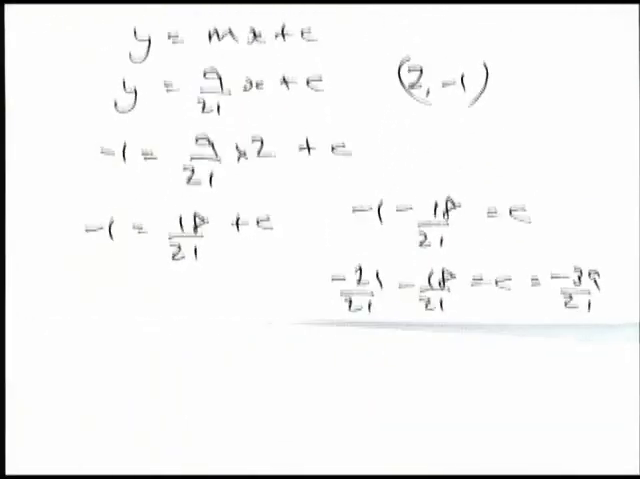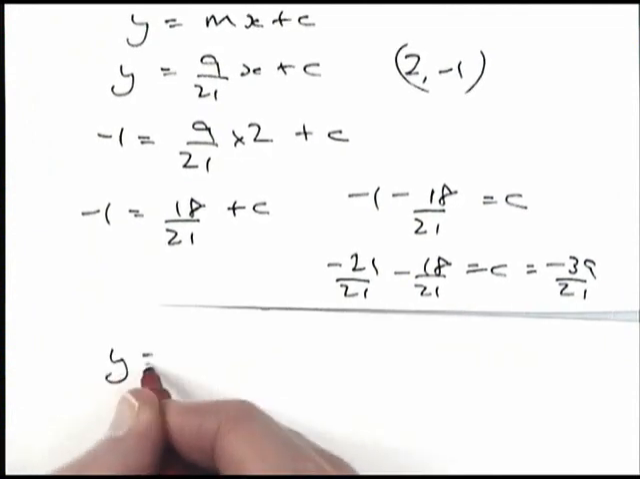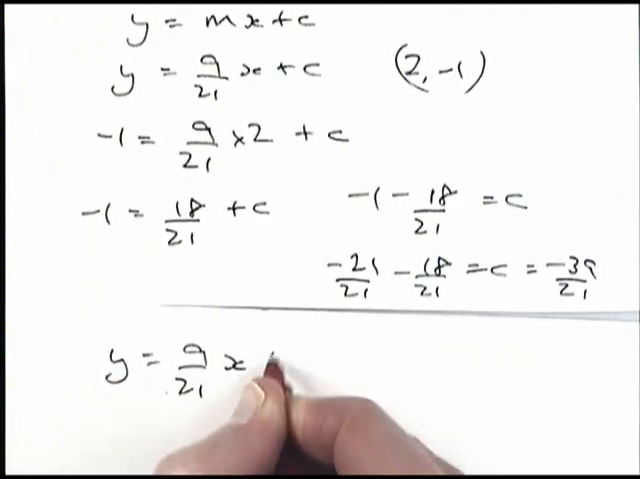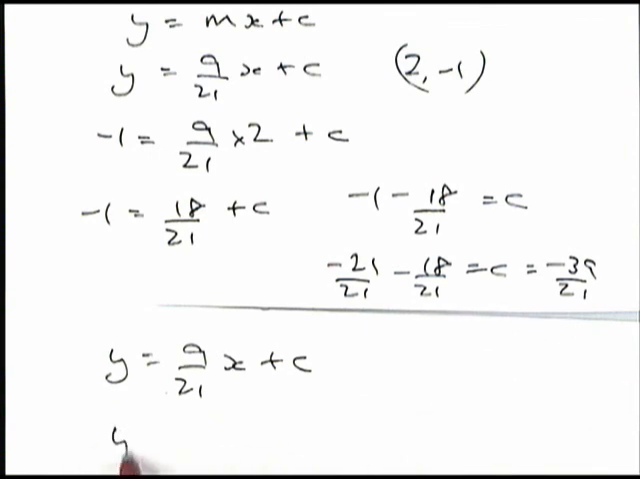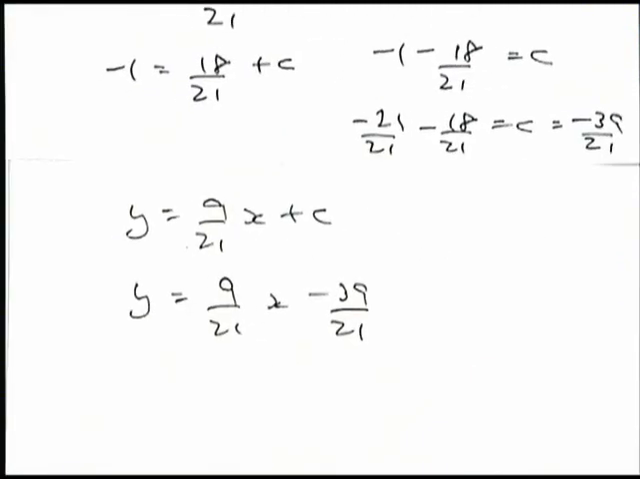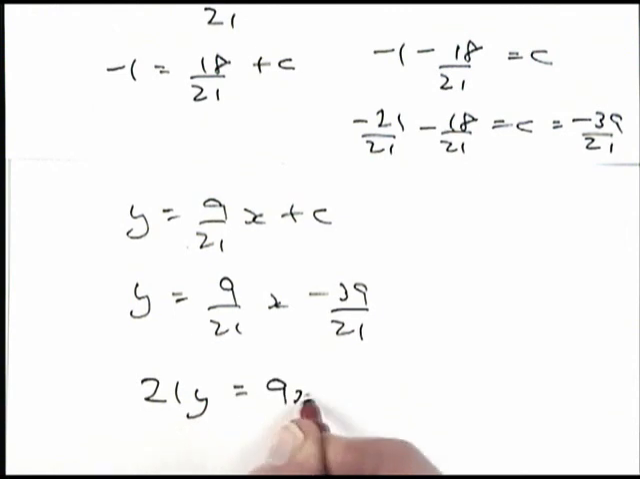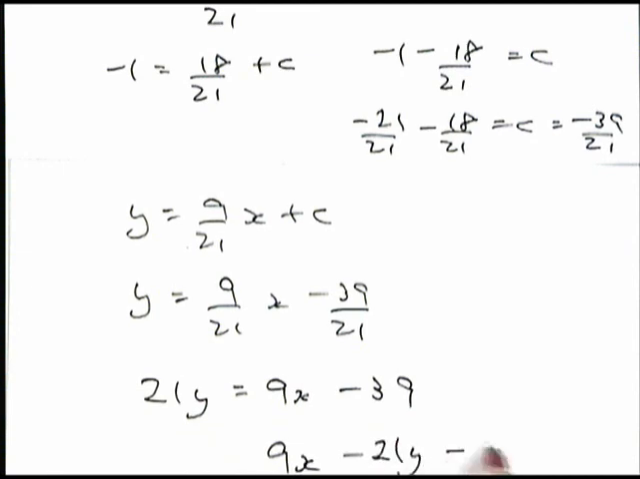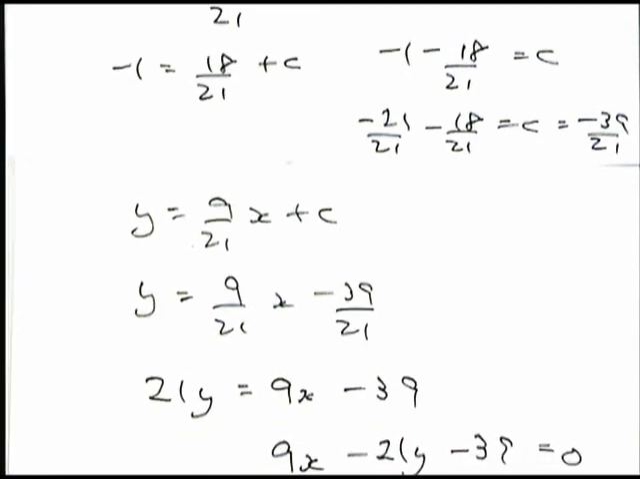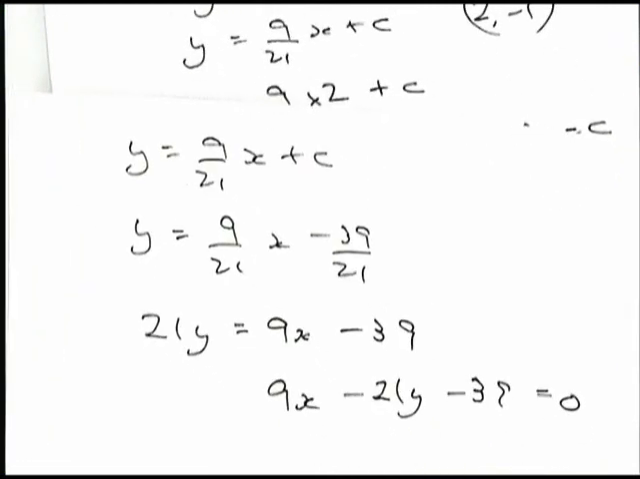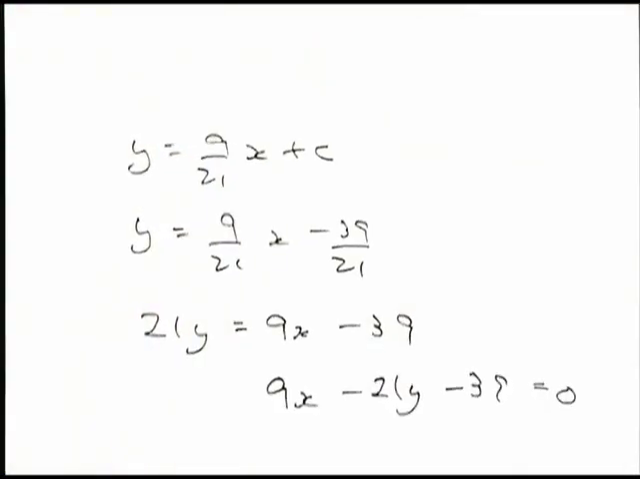So, put that all together. We already had the gradient was 9 over 21 x. Put the c in, we get y is 9 over 21 x minus 39 over 21. Multiply it through by 21. 21y equals 9x minus 39. Or in the book they may have 9x minus 21y minus 39 equals 0. So there we go, that's the final answer for that bit.